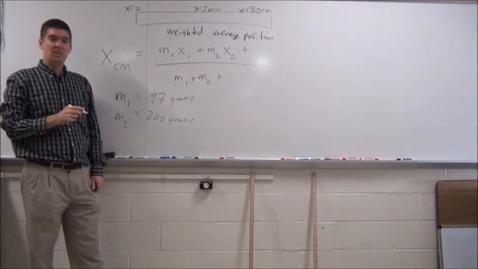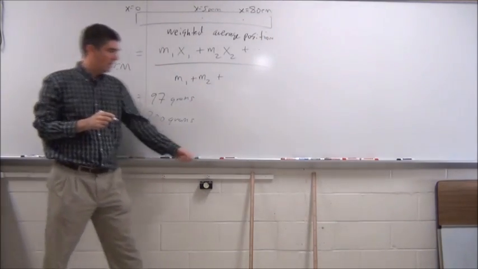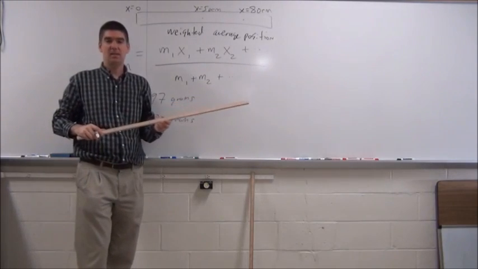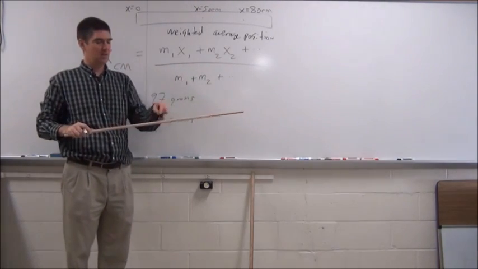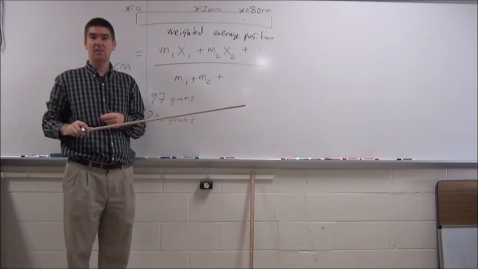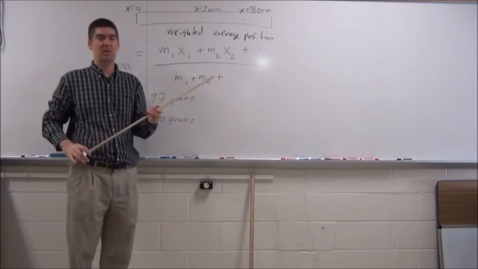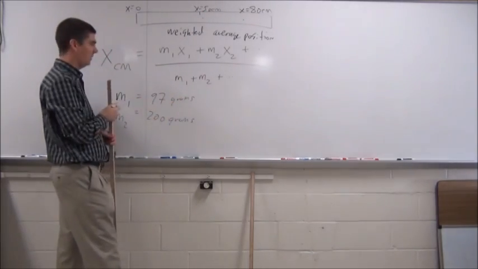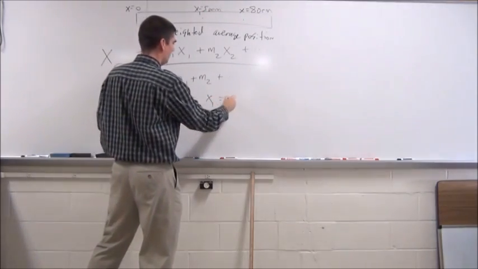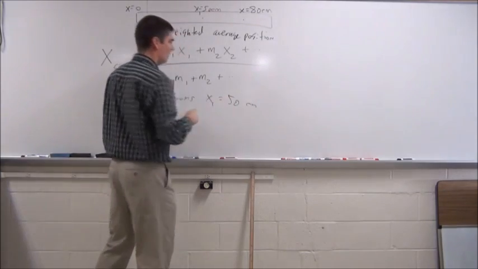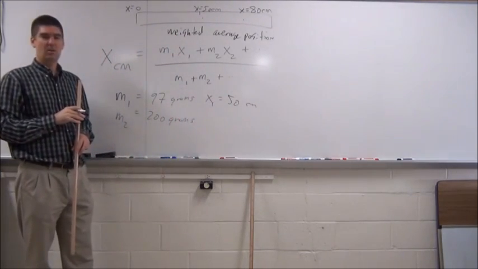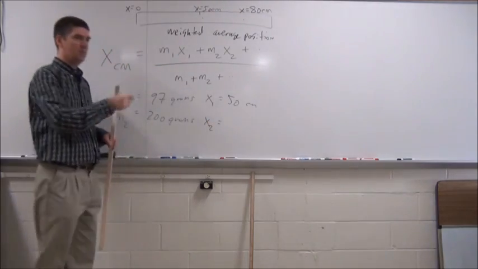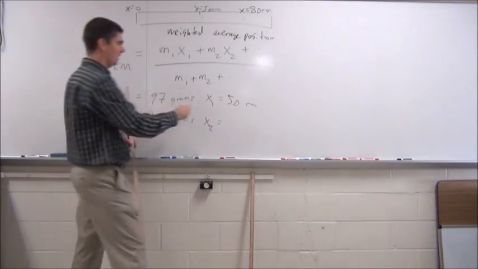Well, like we were talking about a minute ago, when I think about just the meter stick itself, I can pretend like the entire mass of that meter stick is concentrated at the 50 centimeter position, because that is the center of mass of this object. So x1, the position of that meter stick is going to be 50 centimeters when I determine the center of mass of the larger system. x2 is going to be the position of the second mass. That's going to be at 80 centimeters.